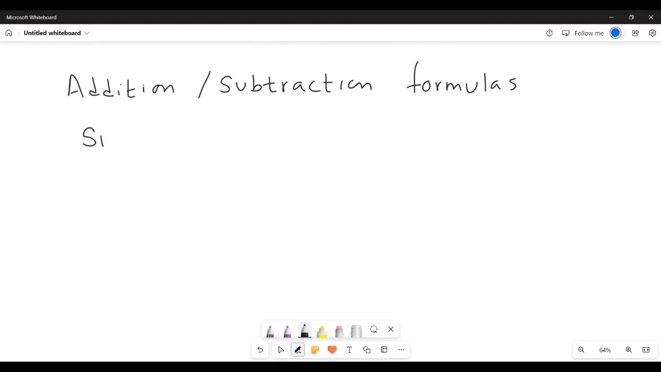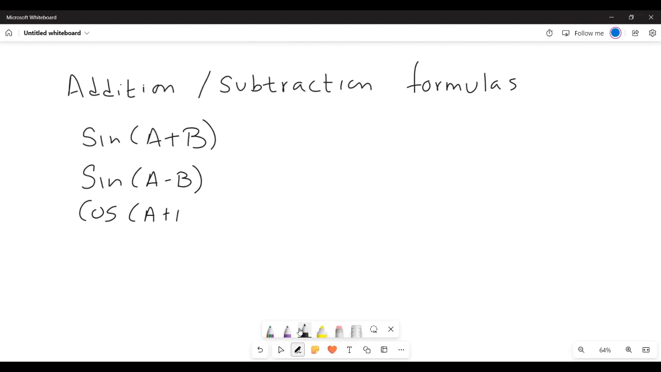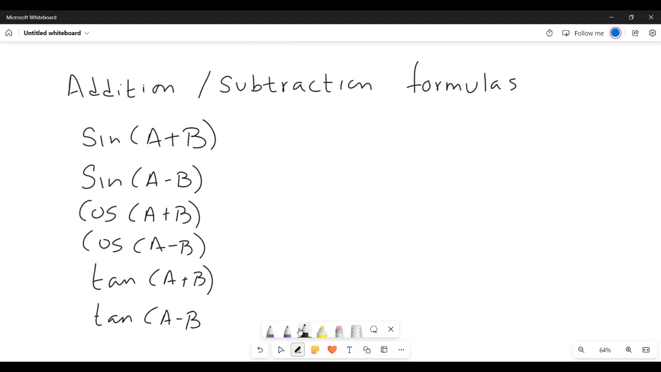Okay. Yes. sin a plus b, sin a minus b, cos a plus b, cos a minus b, tan a plus b, where a and b are angles, and tan a minus b.